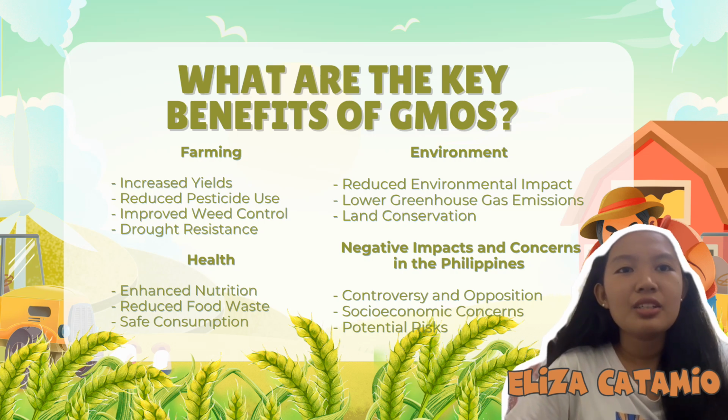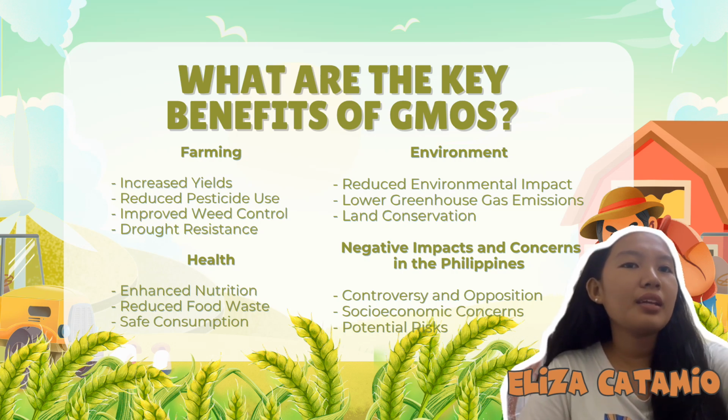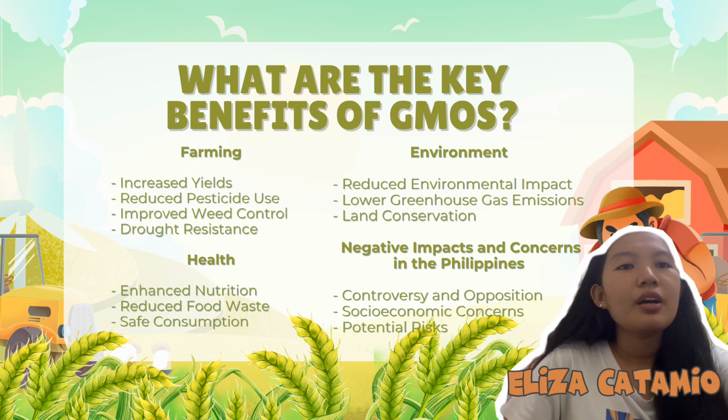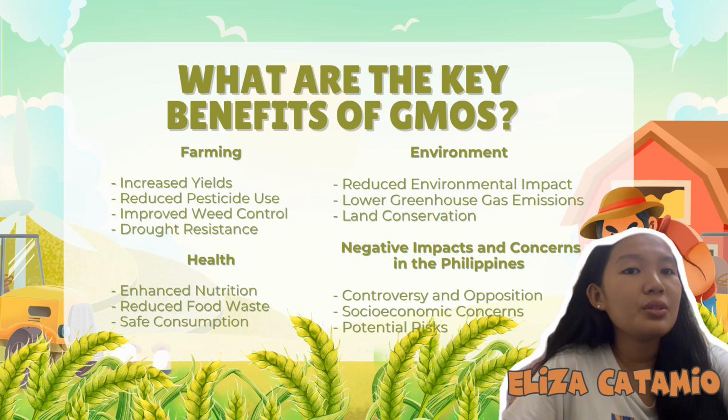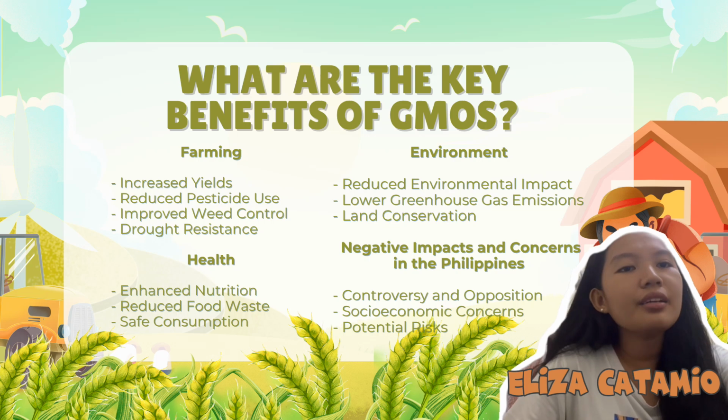Next is health. GMOs contribute to better health by enhancing nutrition, for example, golden rice with added beta-carotene, and reducing food waste with non-browning varieties. It also ensures safe consumption, with major science organizations confirming their safety. For environment, GMOs promote environmental sustainability by reducing the environmental impact of farming through decreased pesticide use, lowering greenhouse gas emissions with reduced tillage, and supporting land conservation by enabling higher yields on less land.